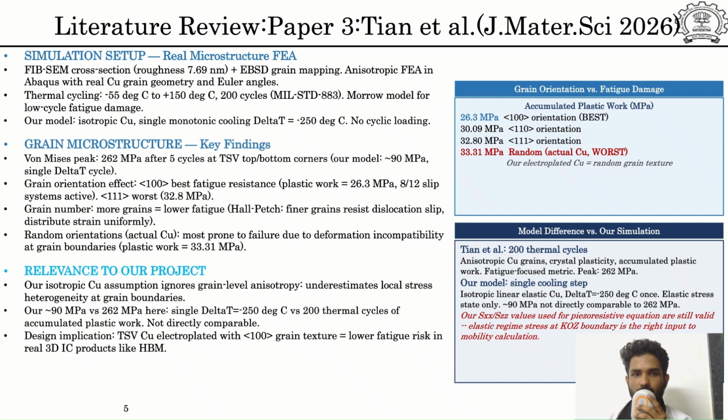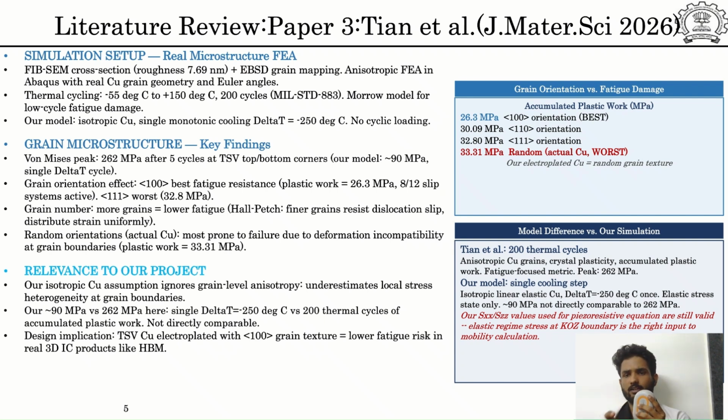Now I will discuss the third paper by Tian et al., which focuses on microstructure-based stress analysis in through silicon vias. In the simulation step, they used a focused ion beam scanning electron microscope cross section along with electron backscatter diffraction to map the real copper grain structure. Then they performed finite element analysis in Abaqus with anisotropic material behavior and applied thermal cycling from minus 55 degrees Celsius to plus 150 degrees Celsius for 200 cycles to study fatigue damage.